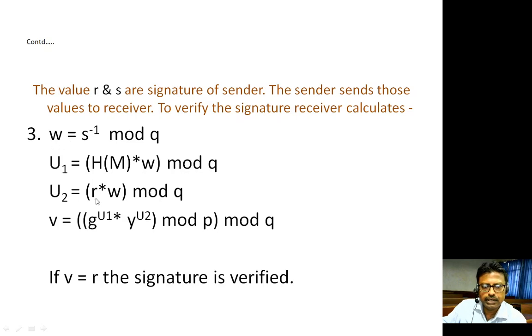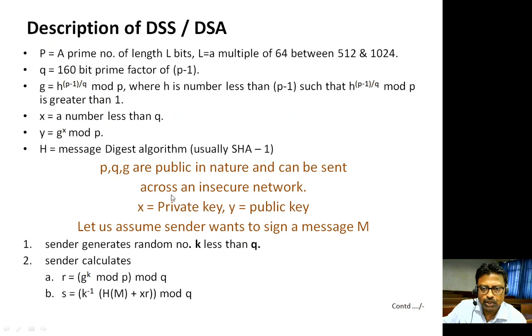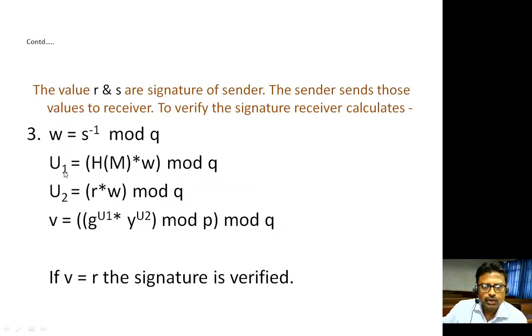W it has calculated, r it has received, and q it knows, because p, q, g are public in nature and can be sent on the secure network. So whenever a sender is assuming all these three values, it will send to the receiving end also. So it calculates w, then u1, then u2, then it calculates the value of v.